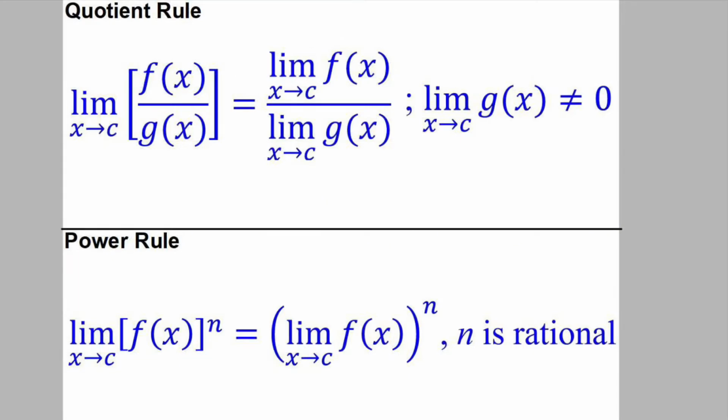Got the quotient rule. Quotient rule is similar to the other ones. If you want to find the limit of f of x over g of x, you're just going to find the limit of f of x divided by the limit of g of x. And notice it says the limit of g of x cannot equal 0. That's important moving forward. We're going to talk about that a little bit later, but that's very important. That would be undefined. Power rule, if you want to take the limit out, you can take the n and raise the limit to the power. Same kind of deal. We'll look at that.